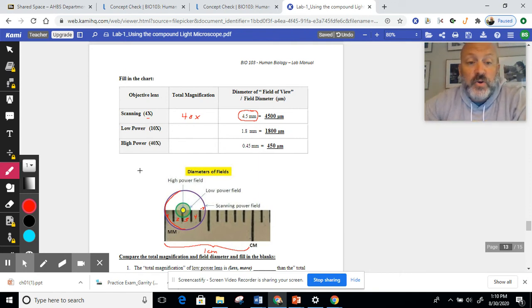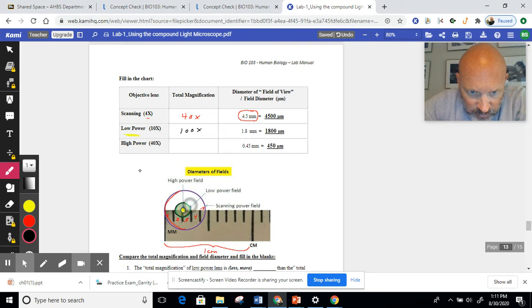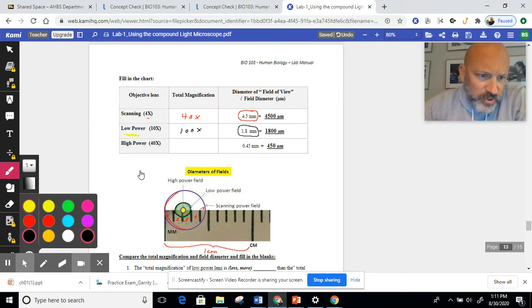Now, when you zoom in and go to the yellow low power lens, this low power lens has a total magnification of 100x. This is indicated by this circle here. And you would estimate that you could see pretty close to 2 millimeters, maybe a little bit shy of 2 millimeters. Most students say 2 millimeters. I can see 2 millimeters. But it's a little bit shy. It's actually 1.8 millimeters.